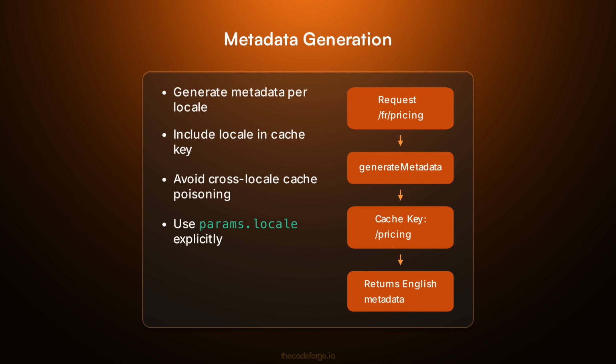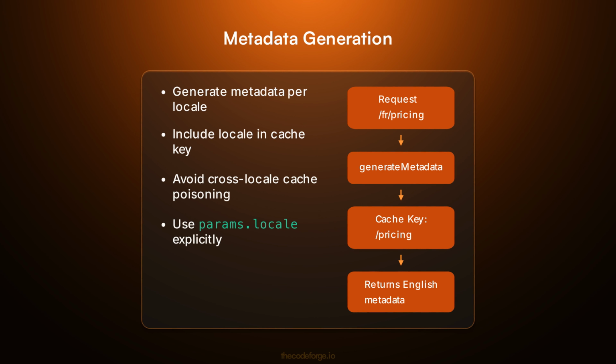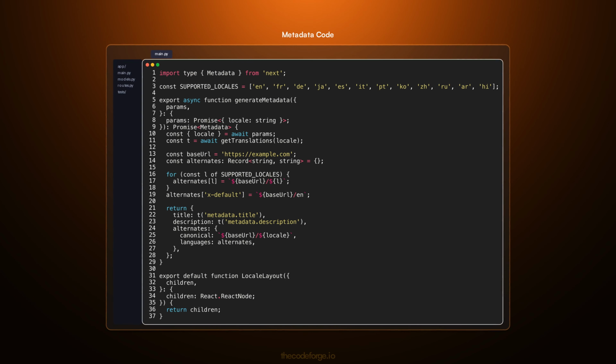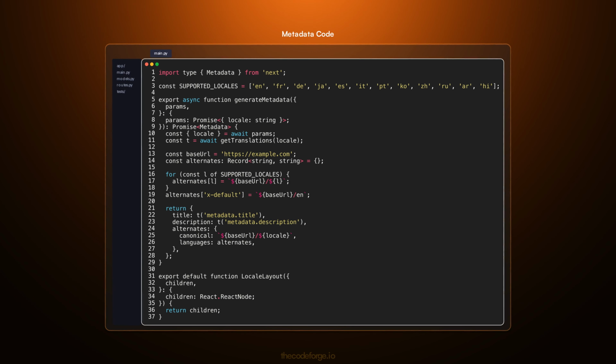Metadata generation is a common trap. Next.js caches metadata by URL path, not by locale. If your function doesn't include locale in the cache key, all locales share the same title and description, a disaster for SEO. This metadata function correctly awaits the locale from params and uses it to fetch translations. It also generates canonical and Hreflang alternates. Notice the canonical URL includes the locale prefix.